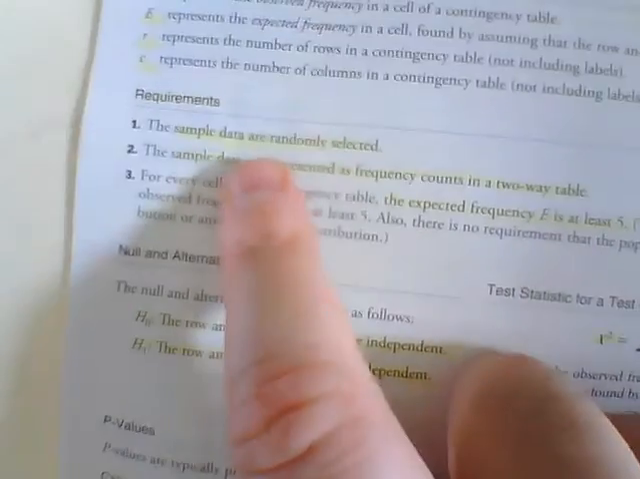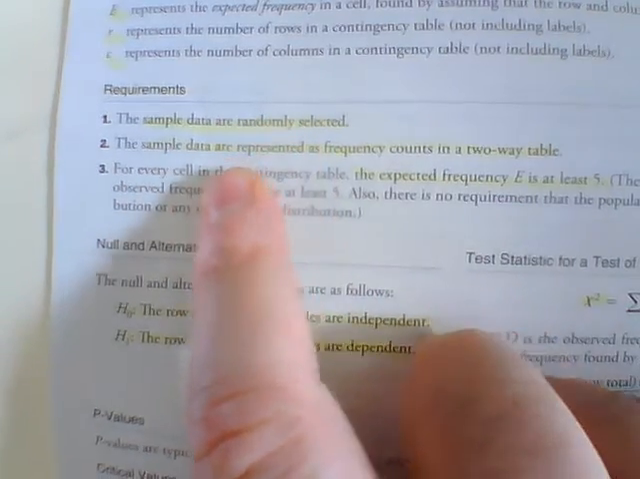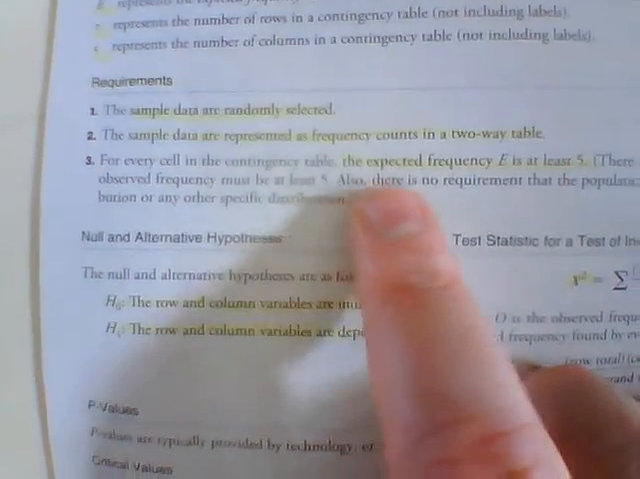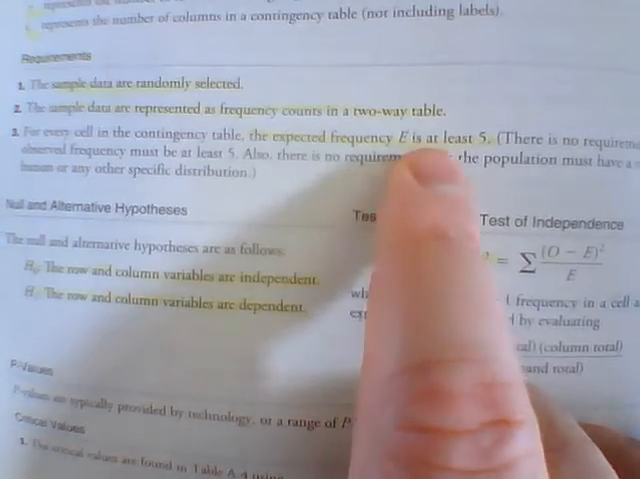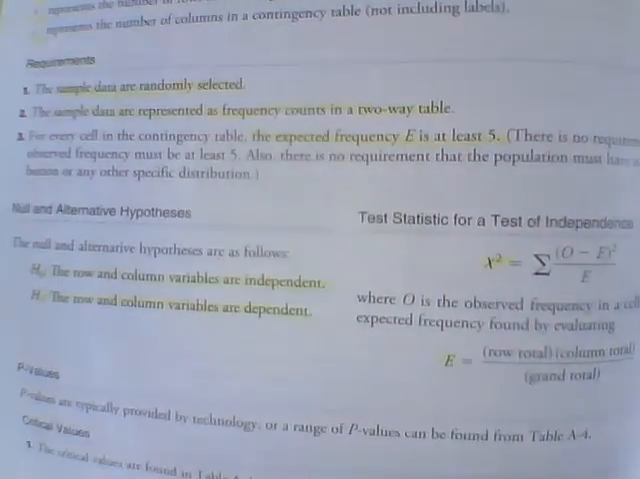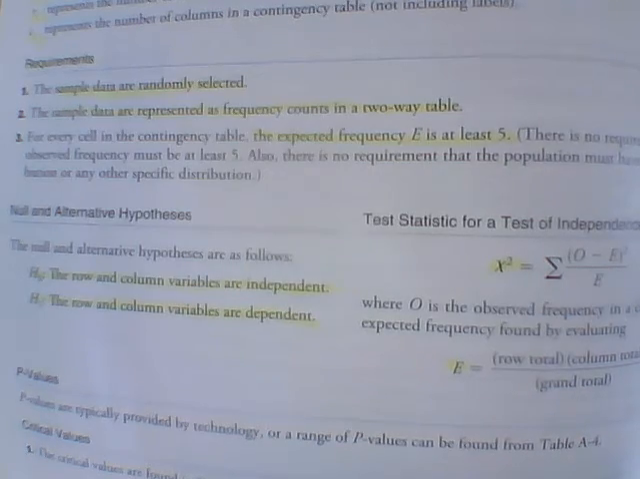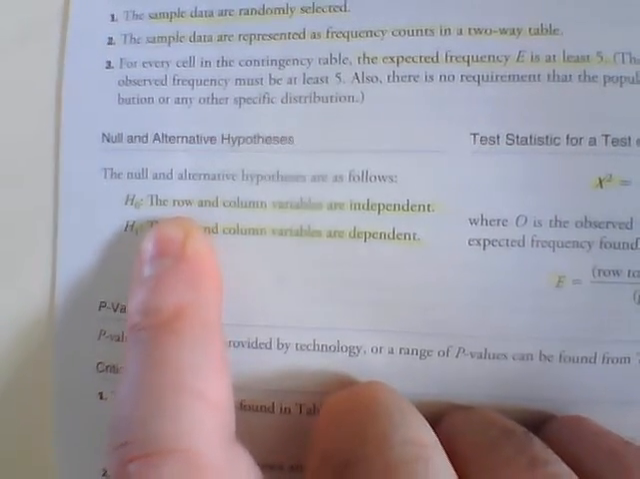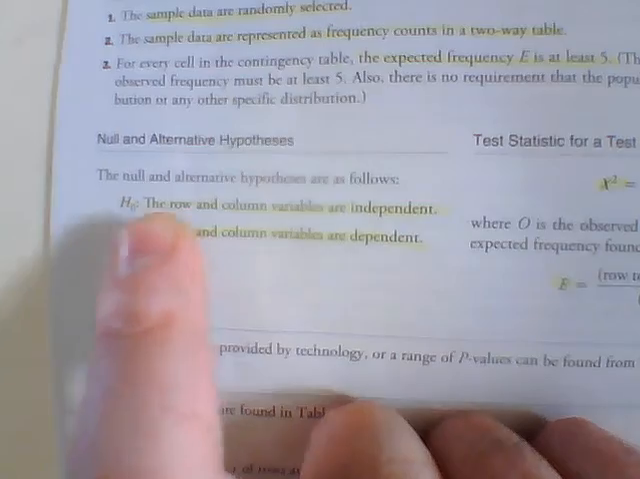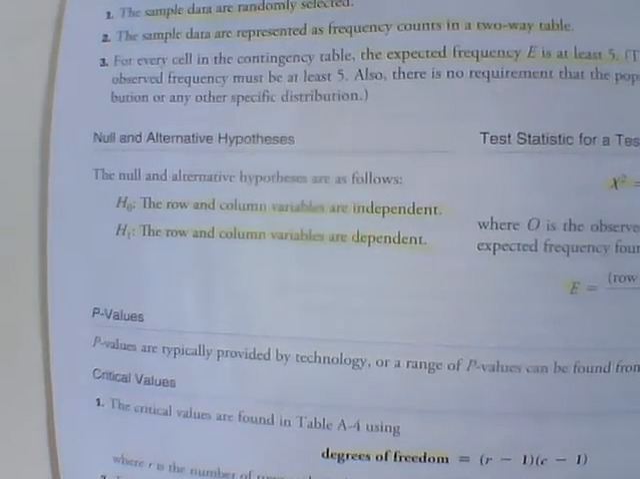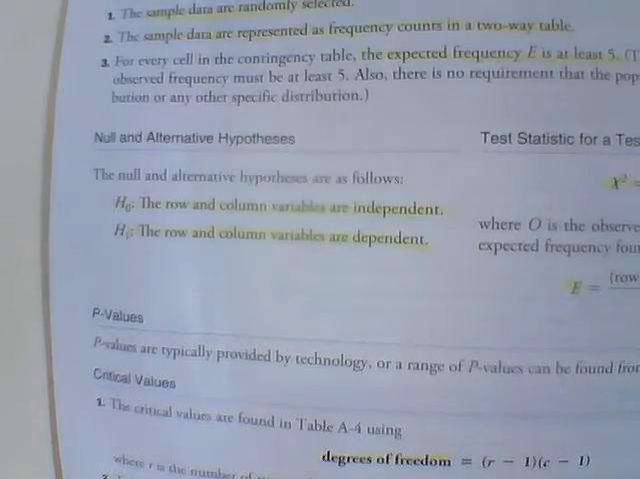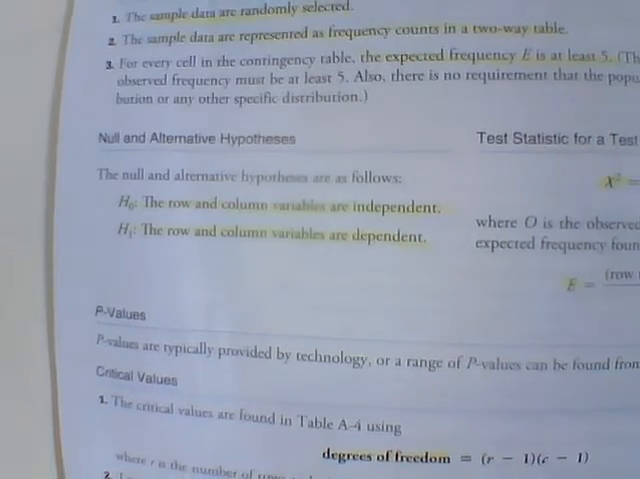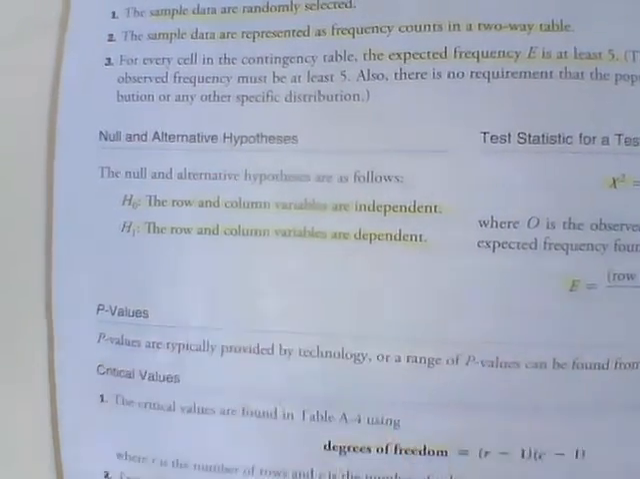If we consider what's going on here, once again, sample data are randomly selected. The sample data are represented as frequency counts in a two-way table, and the expected frequency E is at least 5. So we have to expect at least 5 in each of these categories, otherwise there's not enough data really going into this. Your null hypothesis is always going to be stated that the row and column variables are independent of each other, that they have no relationship, that there is no way that they're influencing each other. The alternative hypothesis is that they're dependent.